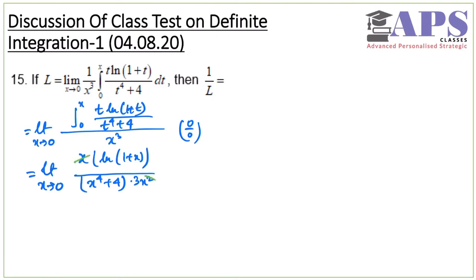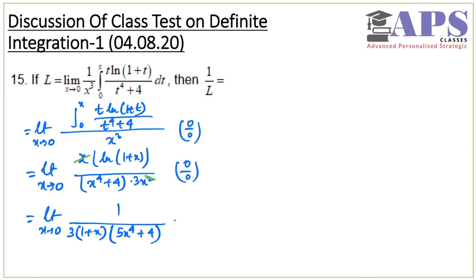So now it is again of the form 0 by 0. You can again differentiate it. So limit x tending to 0. Derivative of the numerator is 1 by 1 plus x, and there is a 3 in the denominator, and then x to the power 5 is 5x to the power 4 plus 4x is 4. So this is after differentiation, and now if I put x equal to 0, I will get 1 by 12 as the value of this limit. So 1 by L will be 12. So that is the answer for this question.